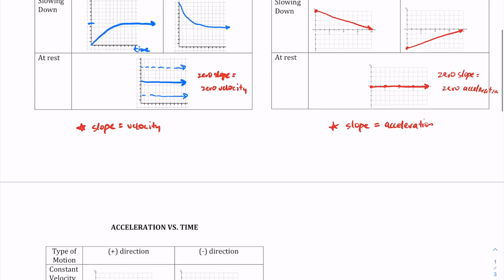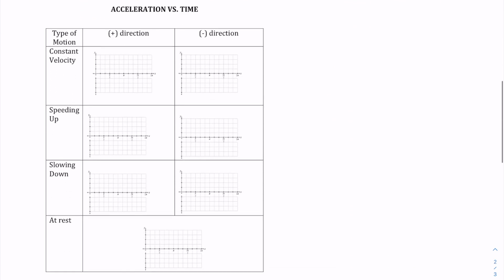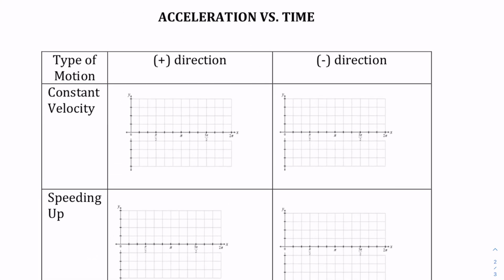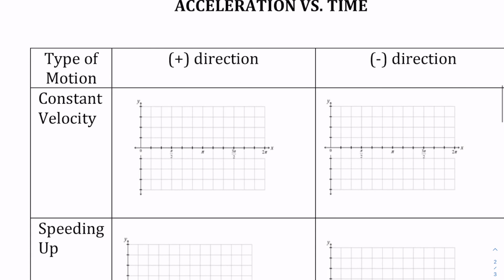All right, we're going to lose one more layer of detail when we go to acceleration view. Let's take a look. So now this is graphing acceleration on the y-axis, and the x-axis is still time. Okay?